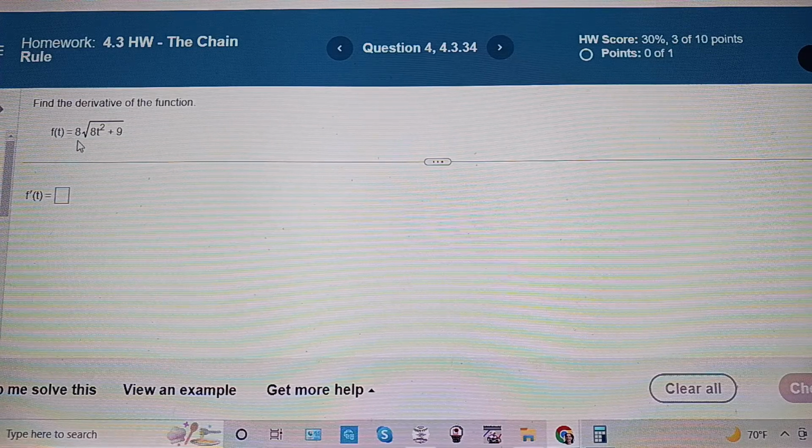Okay, so now I have an 8 times a square root of 8t squared plus 9.